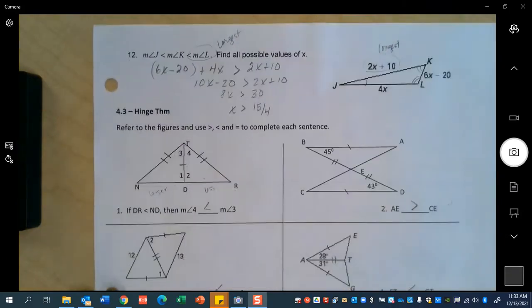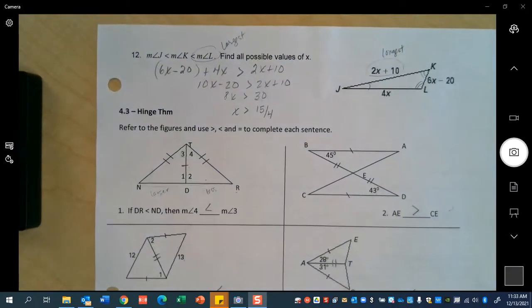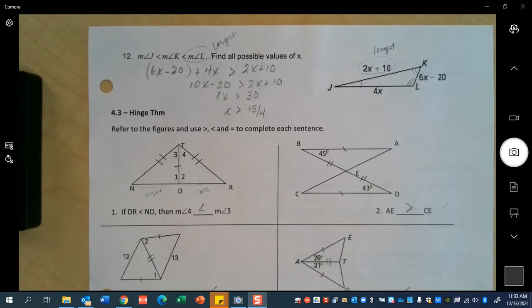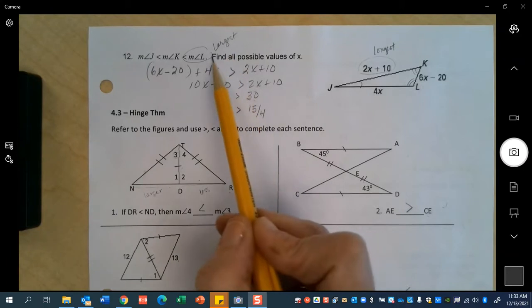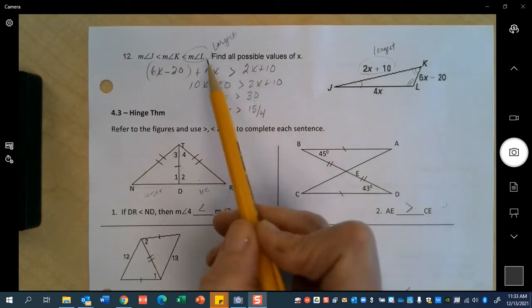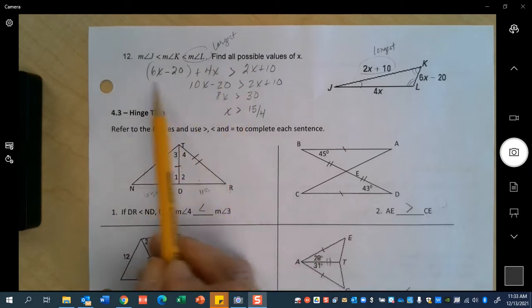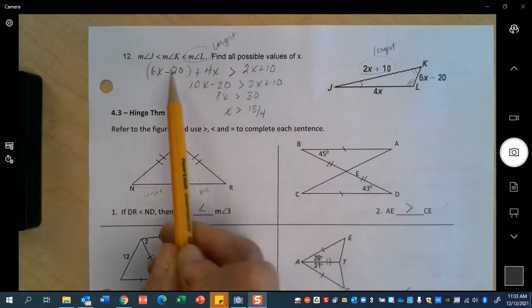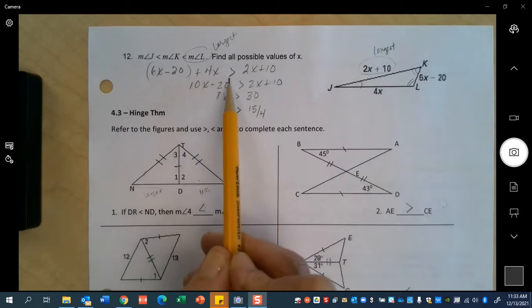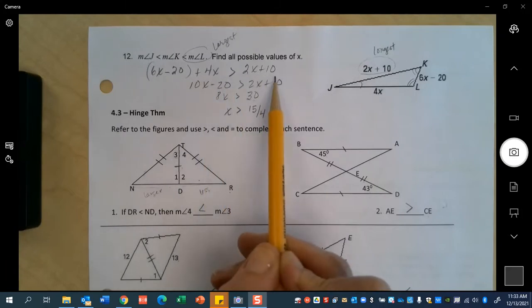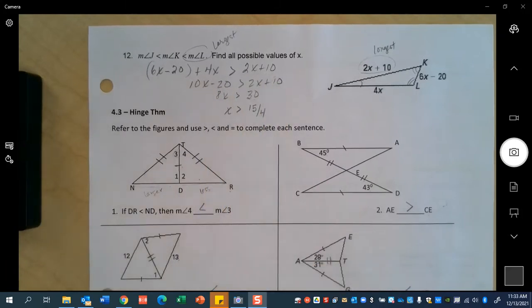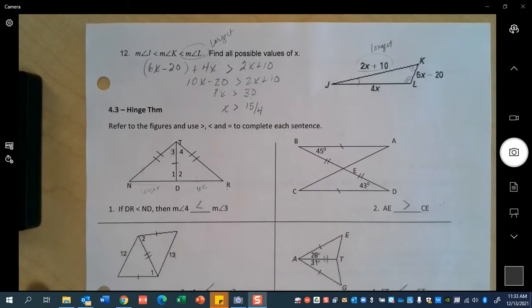All right, here's page 3. This is just like the one that was on your test before. If you know which angle is the largest angle, you only have one inequality to set up. The sum of the two smaller sides has to be bigger than the third. So that's why you get that value for x.